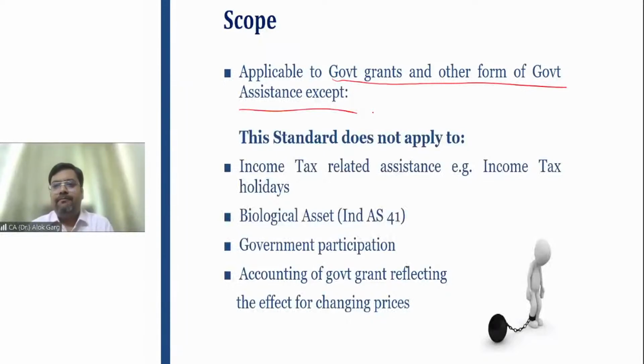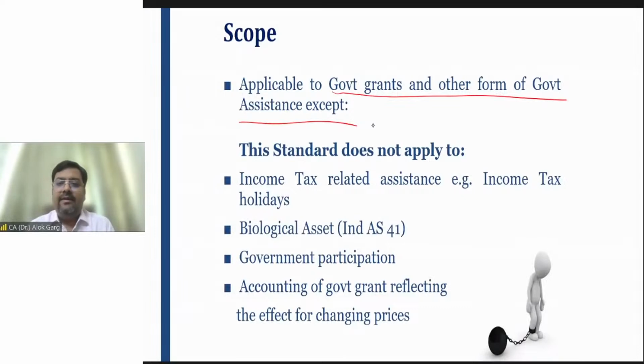Friends, there is a company A Limited and another company B Limited. B Limited has gifted a land to A Limited, given it free of cost. Whether this is a grant, whether this is a government grant? If B Limited has gifted a land to A Limited, is it a government grant?